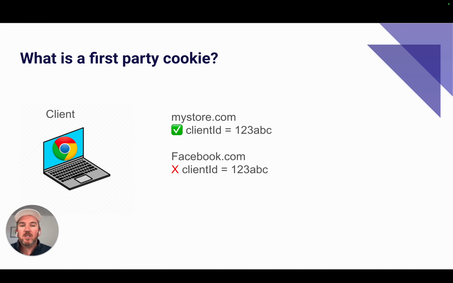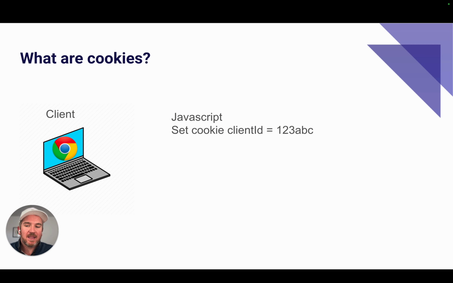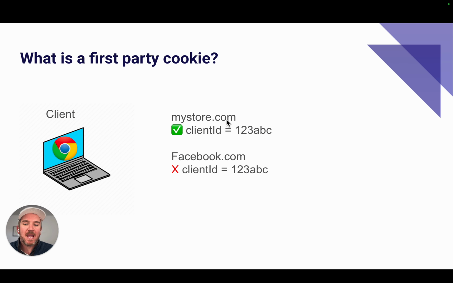Specifically, everything we just talked about is a first-party cookie. Now, the difference between a first-party cookie and a third-party cookie, there's no second-party cookie that I'm aware of, is the domain that can access the cookie. So the way that this works is when we set that client ID, we set it to the domain mystore.com. That means that anything rendered on mystore.com, Chrome, the browser, the client, will allow to read that cookie client ID.